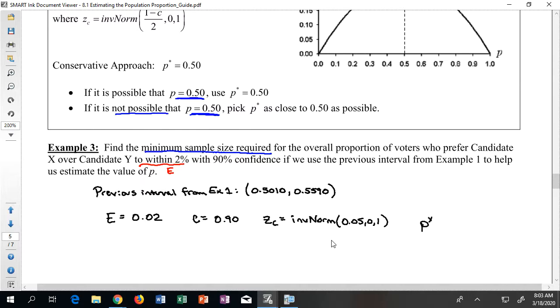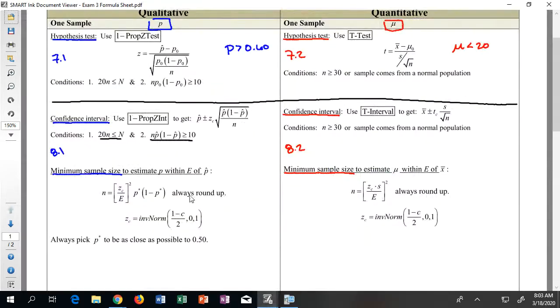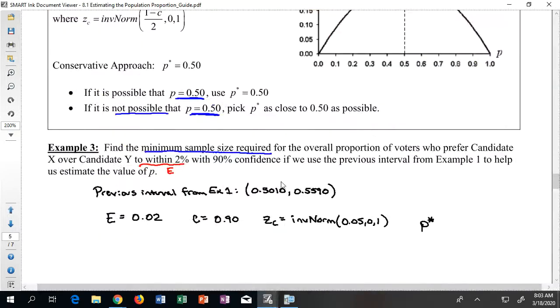The last value that I need is this value P star. And according to what we had above, our general goal is to say if P could possibly be 50%, P star should be 50%. If it's not possible for P to be 50%, pick P star as close to 0.5 as possible. On the formula sheet, we just say, always pick P star to be as close as possible to 0.5.